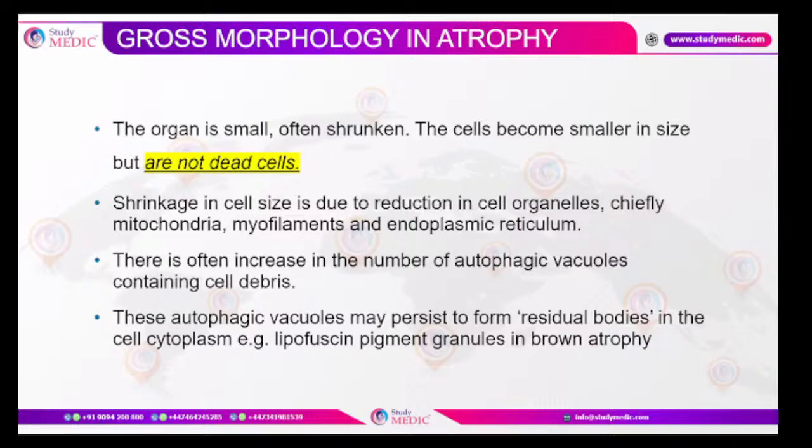So what is the gross morphology that is seen in atrophy? Overall, we see that both the number as well as the size of the cells is reduced. Because of this, the organ appears small and is often shrunken, but they are not dead cells. This shrinkage of the cell size is mainly because of the reduction in the cell organelles, importantly the mitochondria, the myofilaments, as well as the endoplasmic reticulum. There is often an increase in the number of autophagic vacuoles containing cellular debris, and these autophagic vacuoles would persist in the form of residual bodies. For example, whenever there is brown atrophy, we can see the lipofuscin pigment granules.